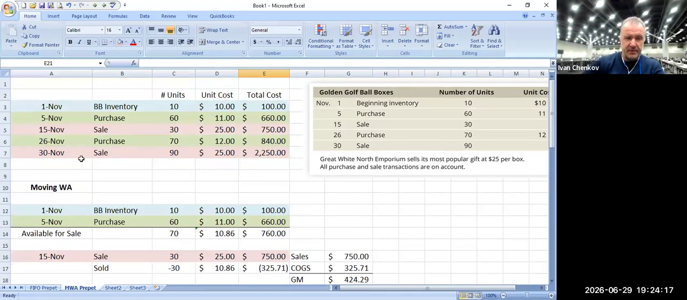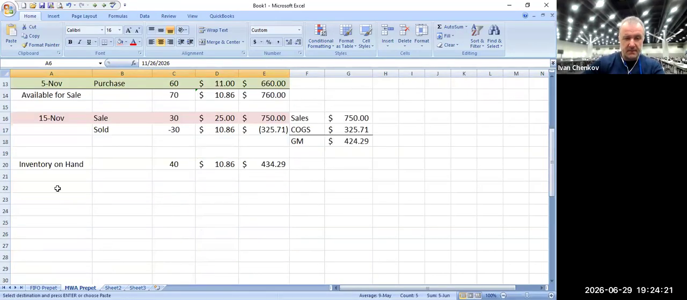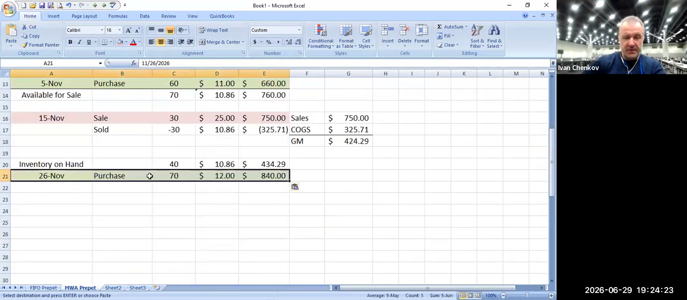Then we're going to make the second purchase on November 26. On November 26, we're going to purchase another 70. Once we make that purchase, let's see how many items we have available.